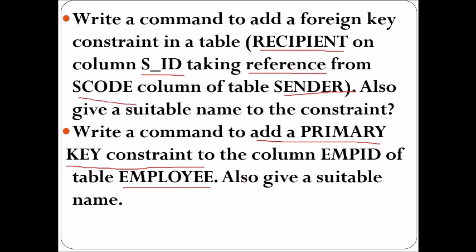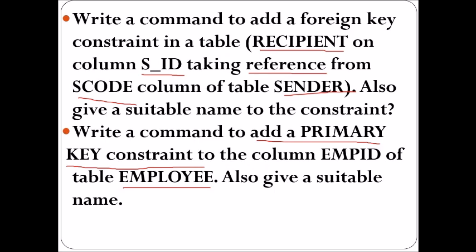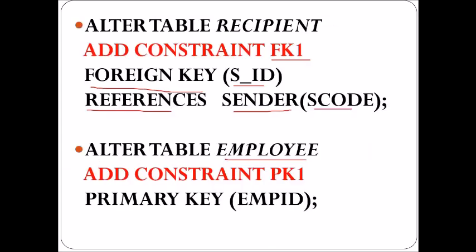Now the next command, to add primary key. To add a primary key again you have to use the alter table command. Alter table employee. So this is the name of the table. You can see from the question: write a command to add a primary key constraint to the table employee and the column is empid. So the answer will be alter table employee, that is the table name, add constraint, this is optional, pk1 primary key empid.